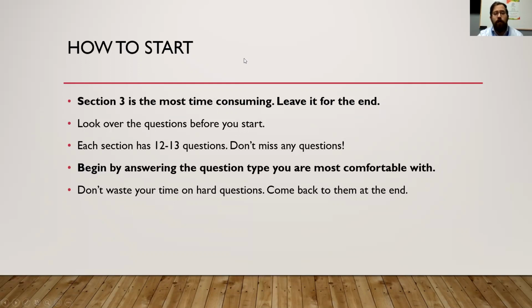Make sure you look over the questions before you start, okay? And make sure you know where they all are so you don't miss any questions. And you should begin by answering the question type that you're most familiar with. So maybe when you first practice, you don't know which questions those are. But once you've done a reading practice with us several times, you'll know, okay, I really like fill in the blanks, or I'm really good at multiple choice questions. And start with those questions so that you get some good momentum going at the start of your reading.